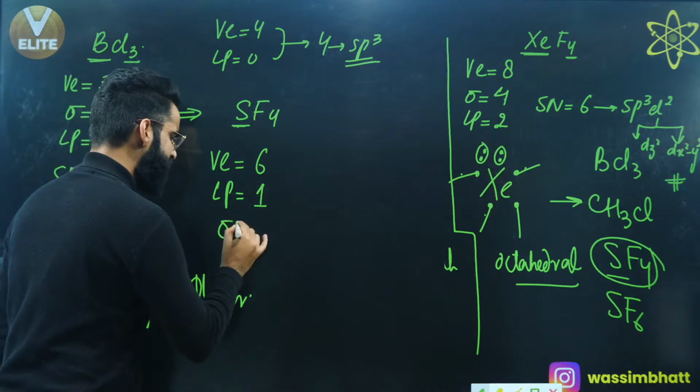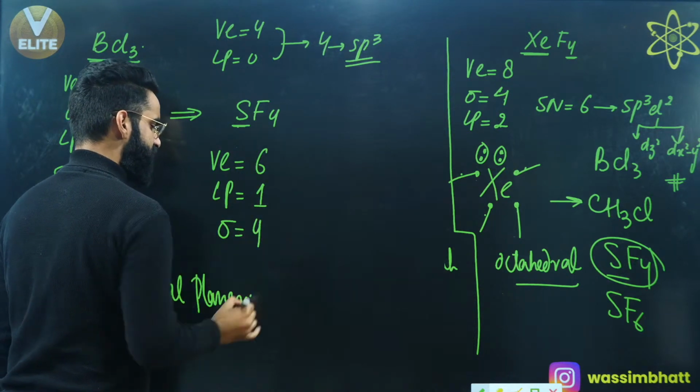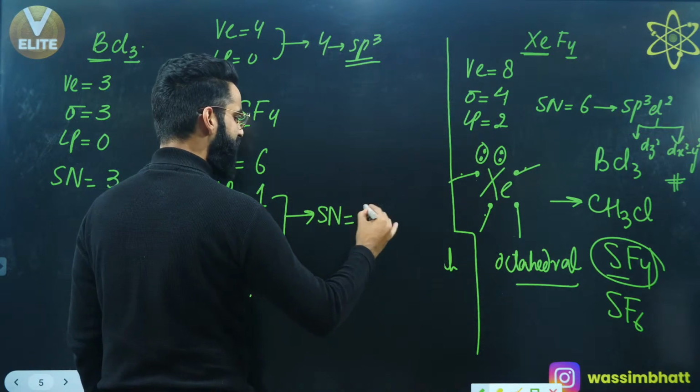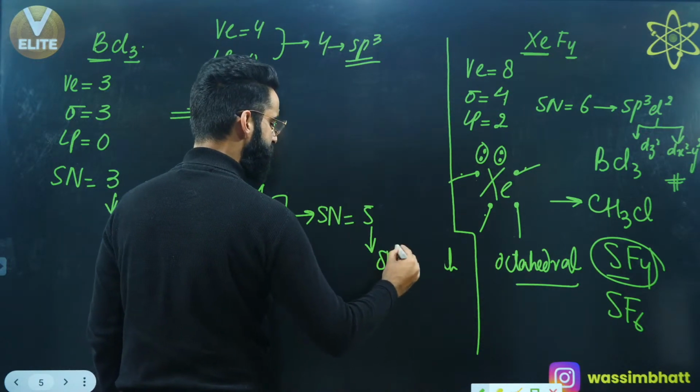How many sigma bonds are there? There are 4 sigma bonds. Terminal atoms are 4. So 4 plus 1 comes out to be 5. Steric number is going to be 5. And if the steric number is 5, the hybridization is going to be sp3d.